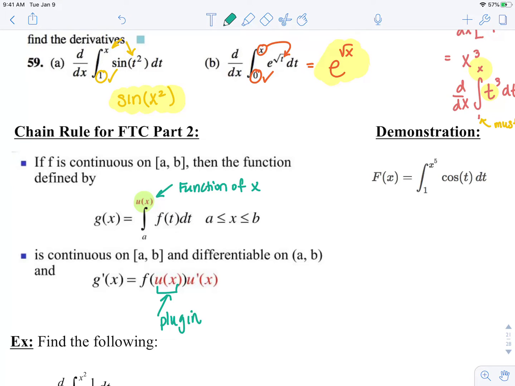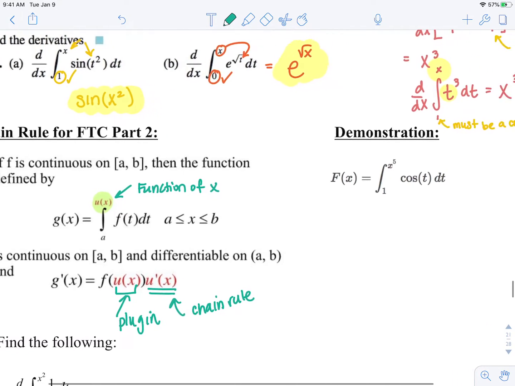Plug in, and then we must multiply by its derivative using the chain rule, right? Because we have to think about taking the derivative of that upper function. So once again, let's demonstrate why this is even true.